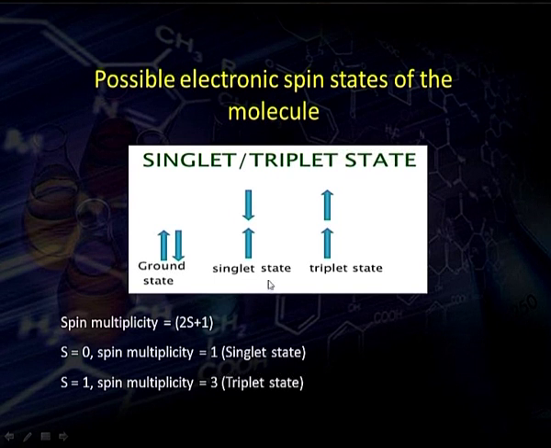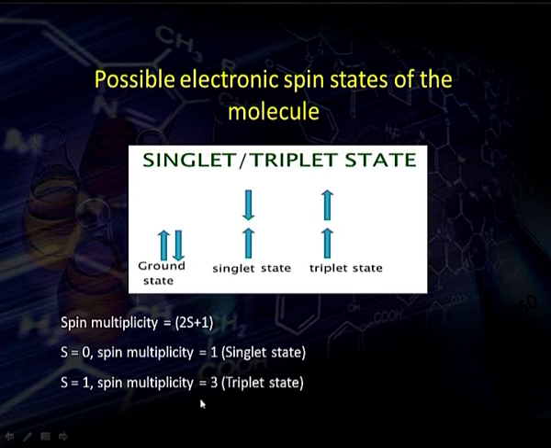In case of singlet state, we have spin 0 because spin of one electron is plus half and the spin of another electron is minus half. So, the total spin is 0, plus half minus half makes 0. So, 2s plus 1 makes 1. Since the spin multiplicity is 1, therefore, it is a singlet state.